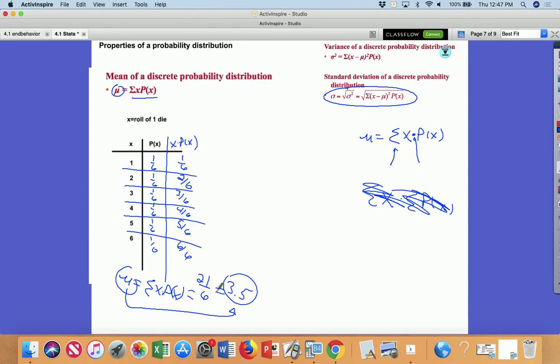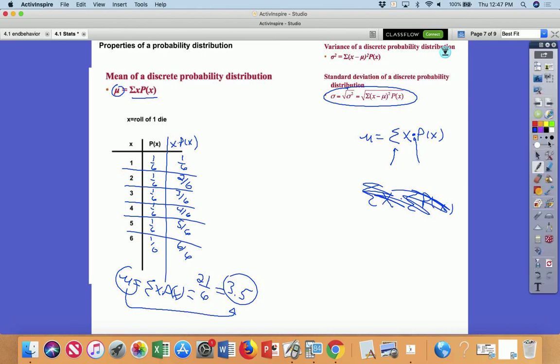Now that in itself is actually something important to know. If I roll a die, what's the average of all the rolls that I could roll all day long? What's the average going to be? 3.5. Are you ever going to roll a die that is a 3.5? No. So the average doesn't have to be one of the values of the random variable. Okay, that's important. Now let's go back to the graph of our distribution here.